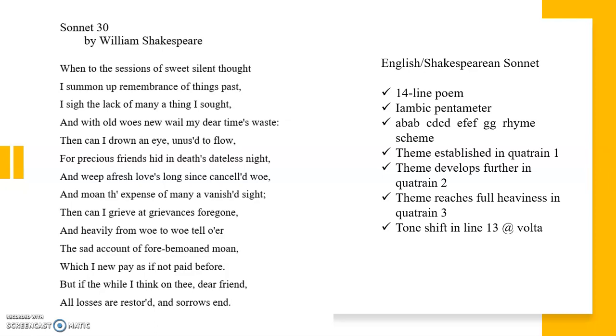this lyric poem. So the poem is an English or Shakespearean sonnet, 14 lines, iambic pentameter, A, B, A, B, C, D, C, D, E, F, E, F, G, G rhyme scheme.